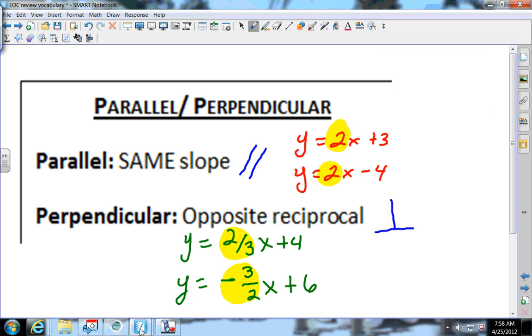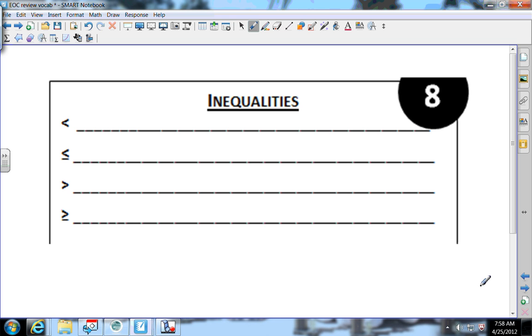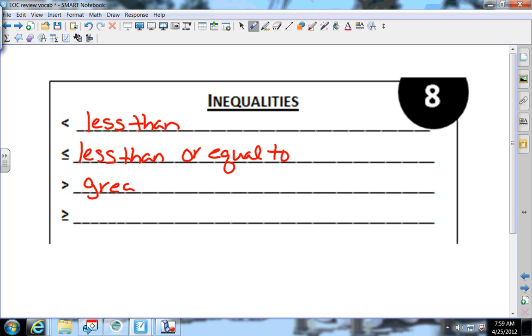All right, the next thing we're going to look at. Oh, what about inequalities? Okay, let's brainstorm for a second. What is this symbol right here? It is less than. Don't write it yet. Hold on. What is this one? Less than or equal to? What about this symbol? Greater than or more than? And this one? Greater than or equal to?